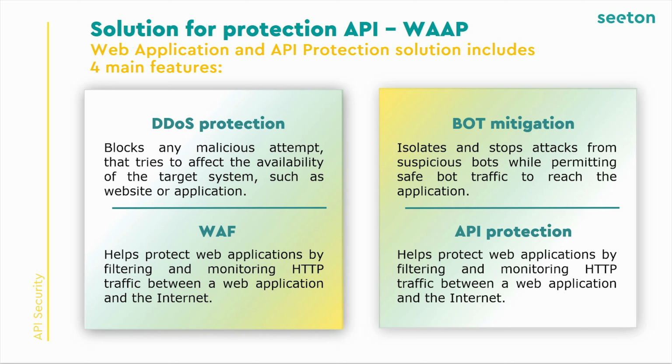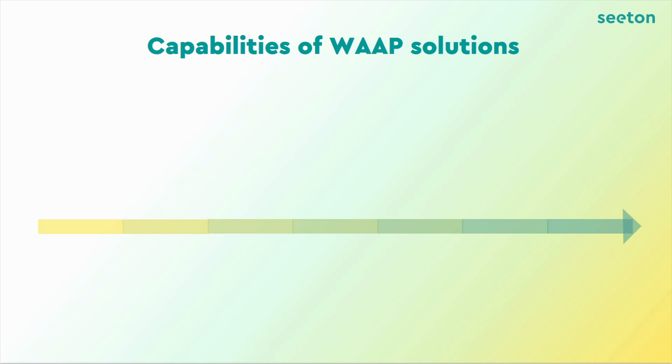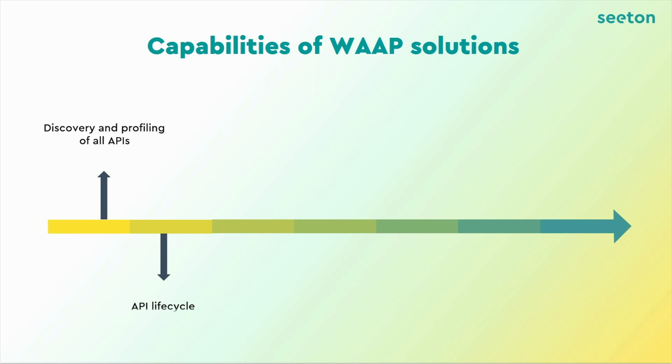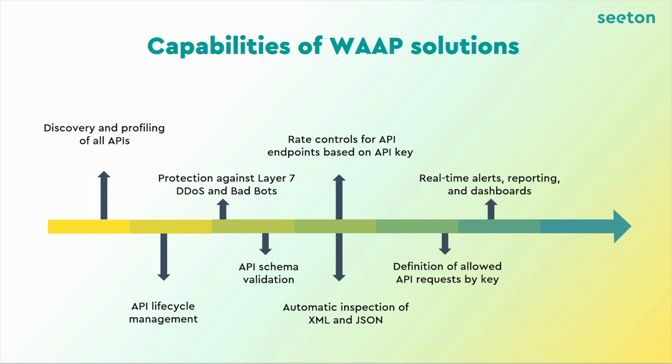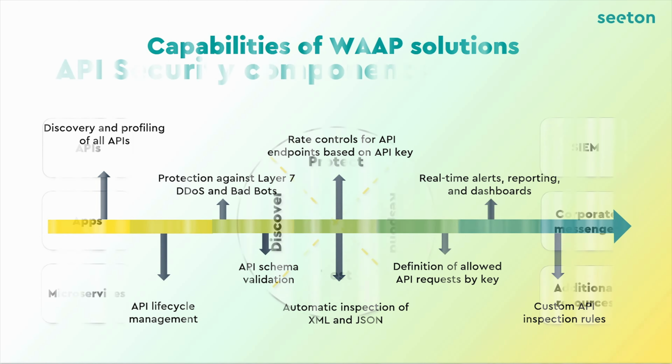Next, we will talk in more detail about the benefits of API security. Among the advantages of web application and API protection solutions, we can highlight the following: automatic detection and profiling of all APIs, API lifecycle management, protection against such attacks as cross-site scripting, cross-site request forgery, SQL injection, DoS attacks at application level, and mitigation of bad bots. API checks for compliance with API schemas, control for API endpoints based on API key, inspection of XML and JSON queries to detect and report on attacks in real time, definition of allowed API requests by key, and creation of custom API validation rules to meet specific user requirements.